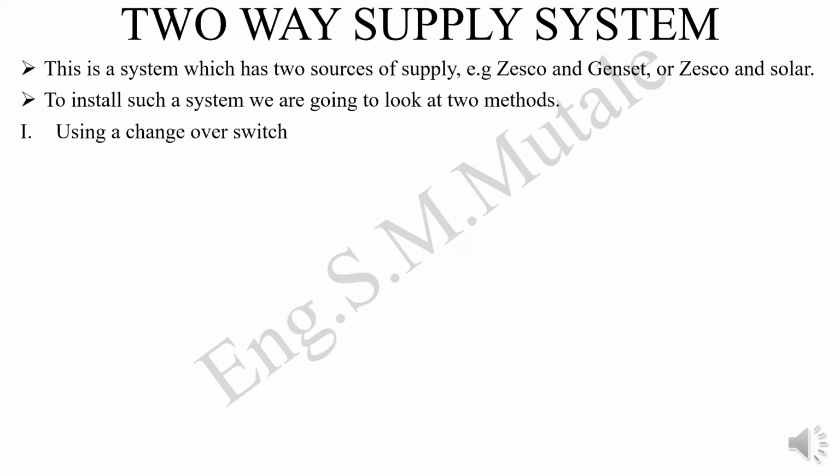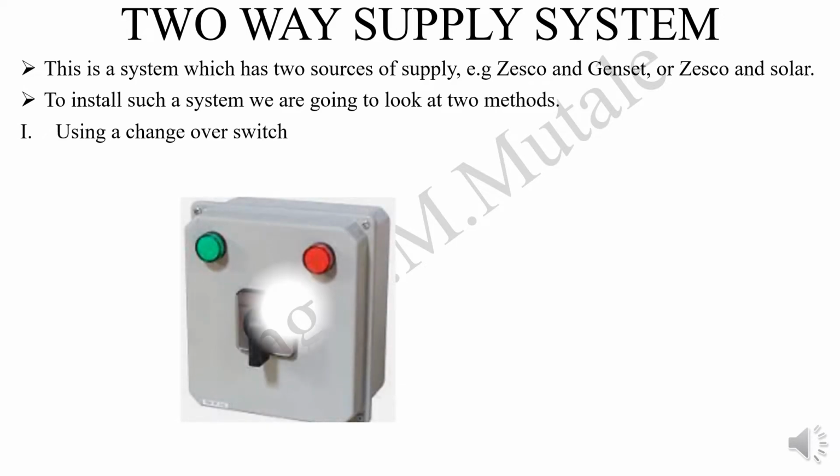There is a method where you can use a changeover switch. That's a switch which looks like that. On such a switch, you can select which supply you use for your load. For this one, for example, green would be Zesco. So you just press your switch on the Zesco side, meaning Zesco will be giving supply. Red would be genset or solar, whatever source of supply.